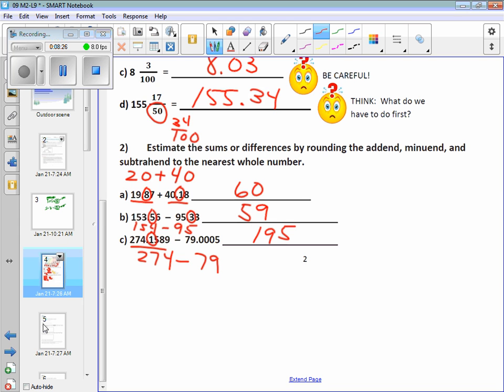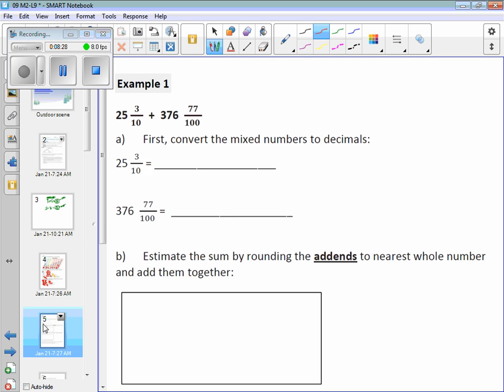All right, let's move on to example 1. What lesson number 9 wants us to do is convert all of our mixed numbers to decimals, estimate, and then actually get an actual answer.